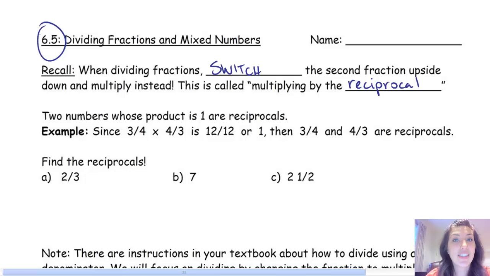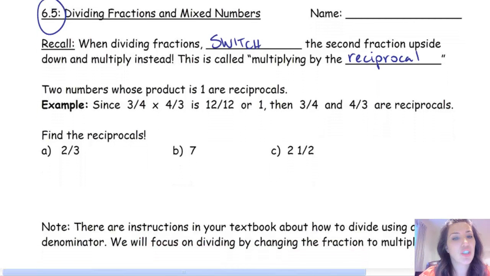So the reciprocal is basically just the opposite of the fraction. So when you flip a fraction upside down, so 3 over 4 to 4 over 3, if you multiply those together, the product always equals 1. Remember that one number divided by itself is always equal to 1. So that means 3 over 4 and 4 over 3 are reciprocals.